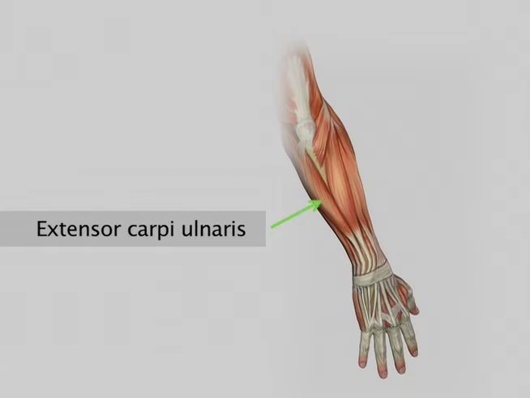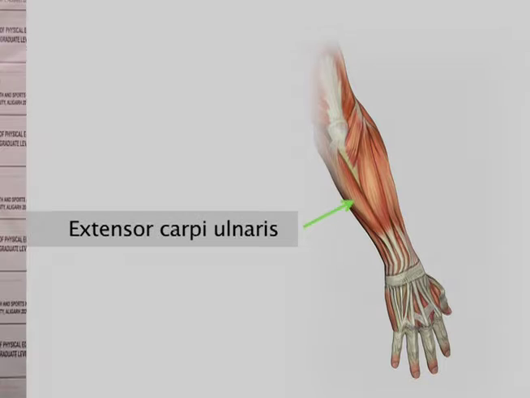Next muscle is the extensor carpi ulnaris. You can see in the picture, extensor carpi ulnaris, its origin again from the common extensor origin, that is the lateral epicondyle of the humerus, and it is inserted to the posterior surface of the base of the fifth metacarpal bone. Its main function is extension and adduction of the hand at the wrist joint. Adduction here means ulnar deviation, that is extension and ulnar deviation of the hand.